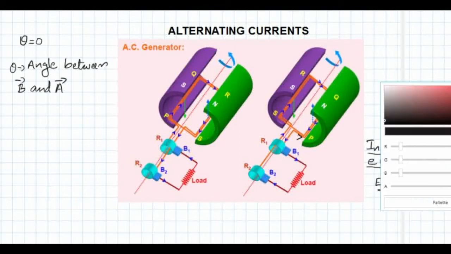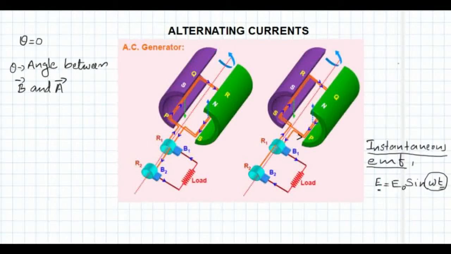So first we may represent the direction of B, right? The direction of B is from, say, north pole to south pole. It should be opposite to this. Anyway, this represents the direction of B, and the area vector is perpendicular to the plane of the coil. So this represents the direction of the area vector.